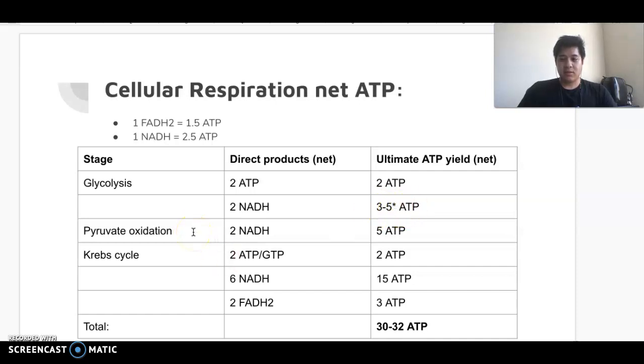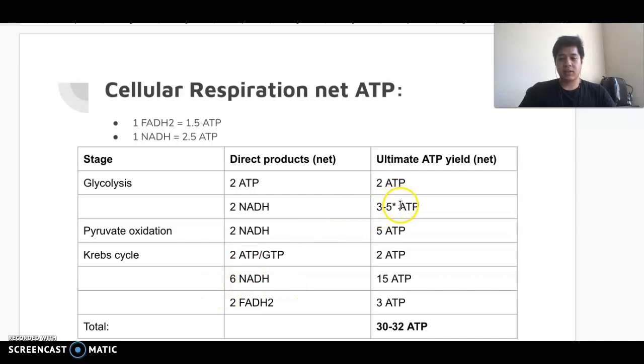Pyruvate oxidation, we're left with 2 NADH. Multiply that by 2.5, we have 5 ATP, and so on and so forth. Krebs cycle, 2 ATP, 2 ATP. 6 NADH, 15 ATP. And 2 FADH2, 3 ATP. And if you add all these numbers together, you should get between 30 to 32 ATP in total.